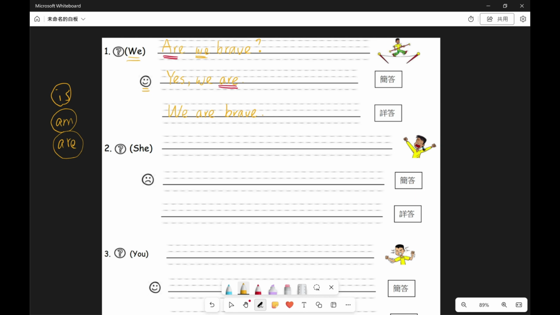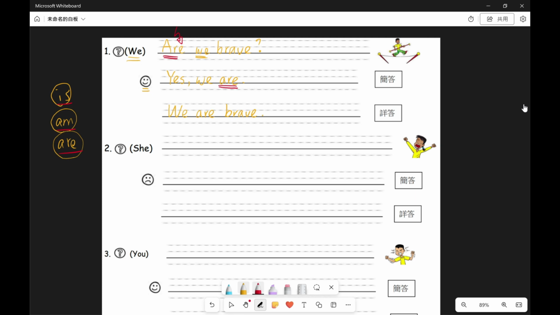Okay, finish it with a period. So that's how you write this. Are we brave? Yes, we are. We are brave. Make sure to always start with the be verb. It's either is, am, or are when you're writing a question.